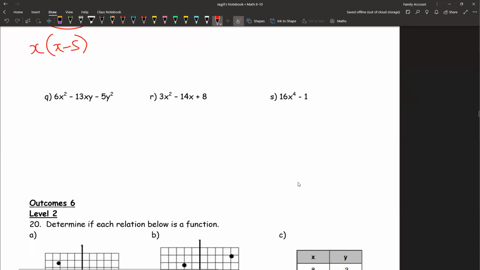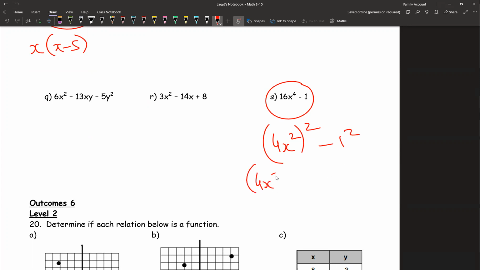Okay, this is another tricky one. 16 is 4 squared, and x to the power 4 you can write as (x squared) squared. So that'll become (4x squared) squared minus 1 squared, which is a plus b times a minus b.